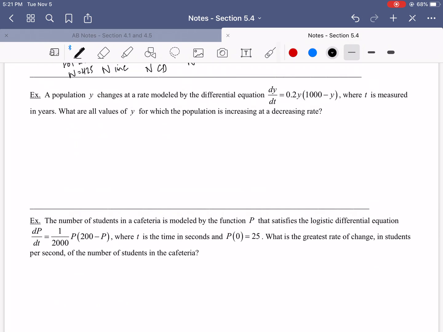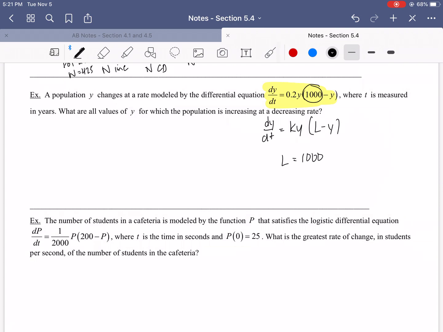Okay, next one. It says a population y changes at a rate modeled by the differential equation dy dt is equal to 0.2y times 1,000 minus y. Now, a lot of the times the question will tell you that it's a logistic differential equation. Here, they do not say that, so you have to be able to recognize that this differential equation is the logistic growth model. And so I see that right now it is in the form dy over dt is equal to ky times L minus y. And so that means that this 1,000 is going to be my carrying capacity, or my L.